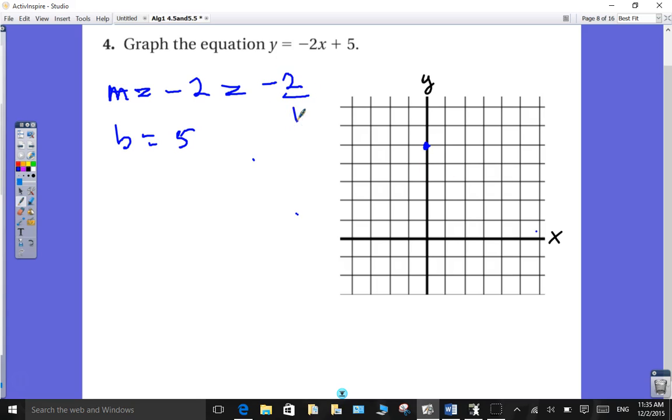So that's telling me how to go from the y-intercept to another point. I don't go from the origin, right? I go from that y-intercept right there. So that'll go down 2, right 1. There's my line.